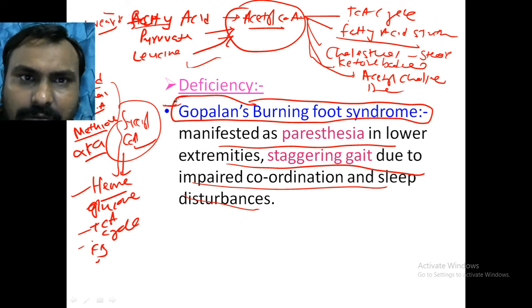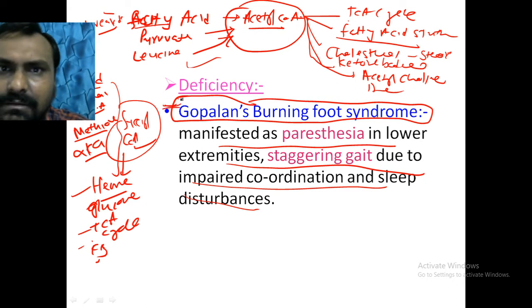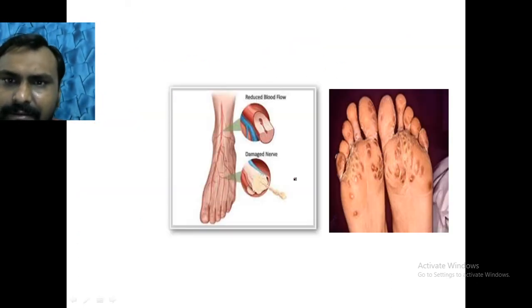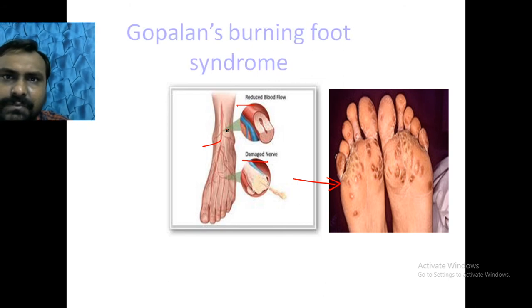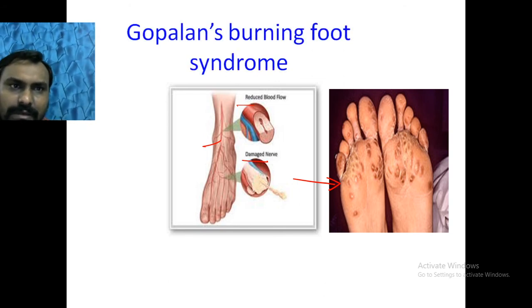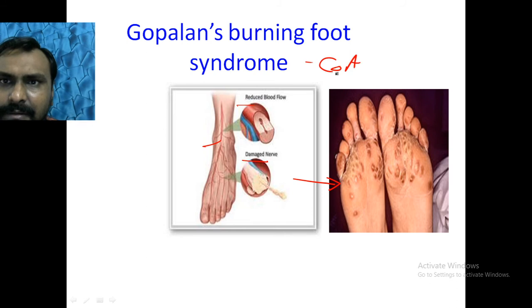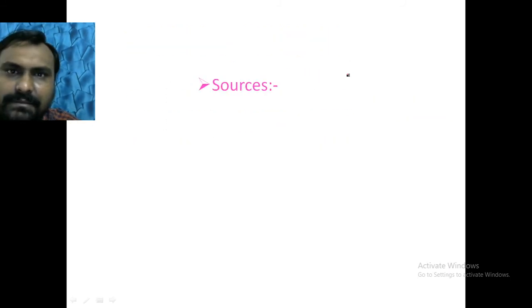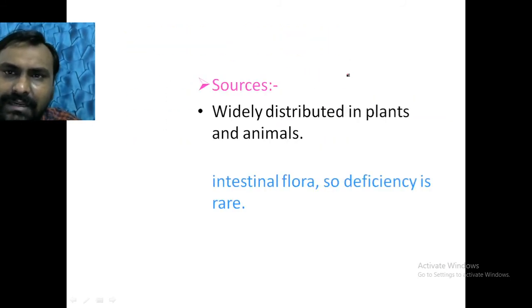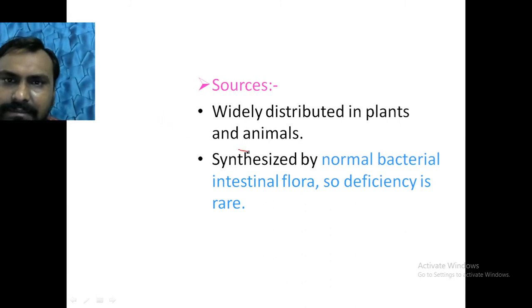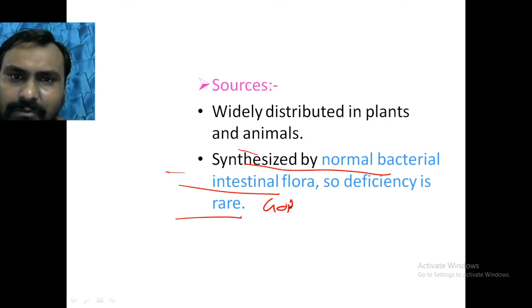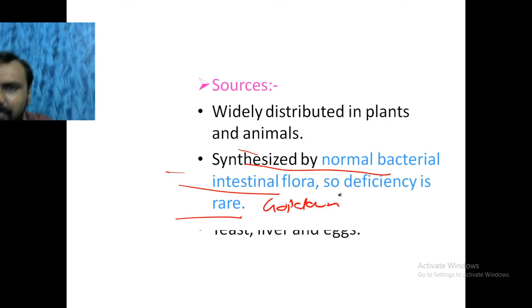Gopalan is the Indian nutritionist, and from that he found this, so Gopalan burning foot syndrome. Okay, so you can see that here. Burning foot syndrome, and there is damage to the nerves and reduced blood flow. So that is Gopalan burning foot syndrome in vitamin B5, pantothenic acid deficiency. Now sources: it is widely distributed in plants and animals. They are synthesized by the normal bacterial intestinal flora. So deficiency is rare, but when deficiency occurs, it leads to Gopalan burning foot syndrome. That you have to remember.